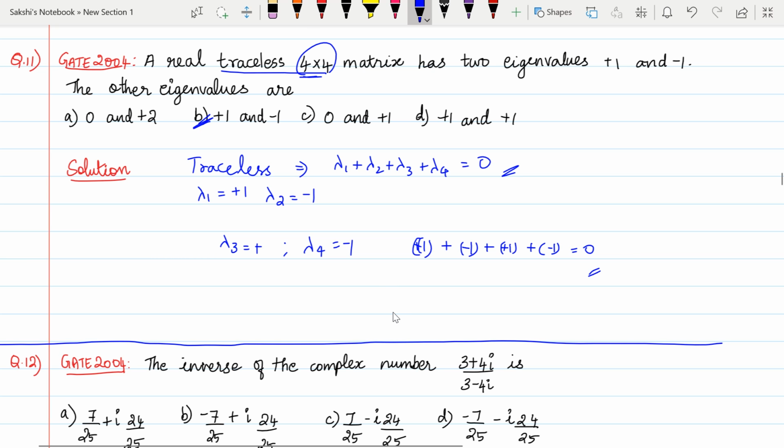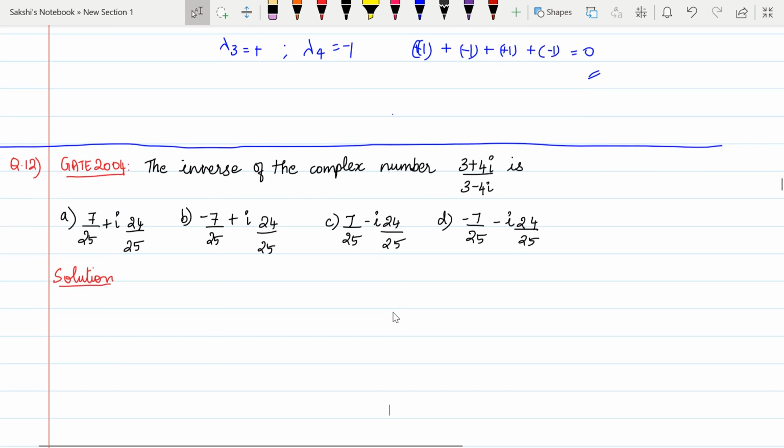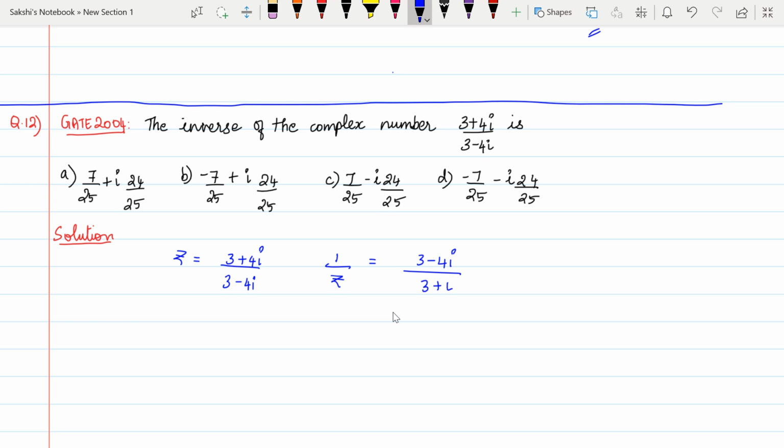Now, let us see question number 12, which is from complex analysis and again from 2004. So, we have to find the inverse of this complex number, 3 plus 4i divided by 3 minus 4i. So, here let z is equal to 3 plus 4i divided by 3 minus 4i. So we have to find the inverse. Inverse is nothing but 1 by z. So how can you write this 1 by z as 3 minus 4i divided by 3 plus 4i.